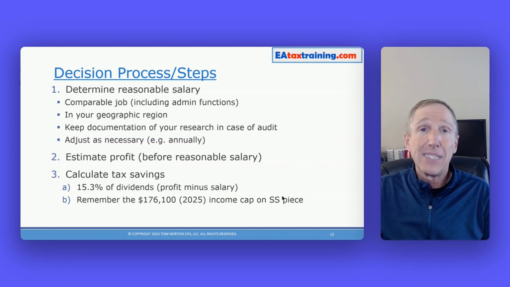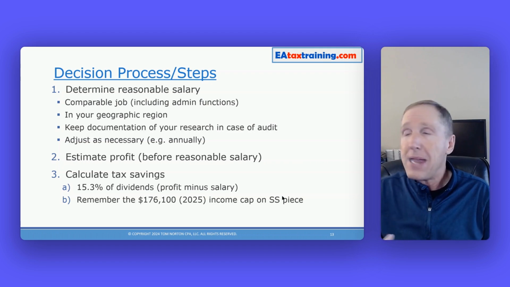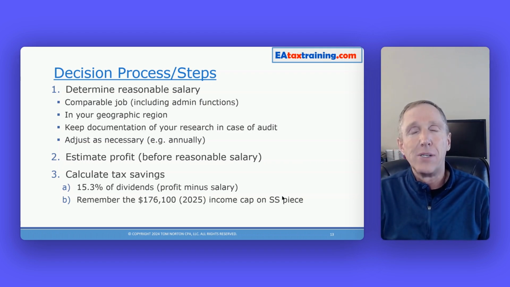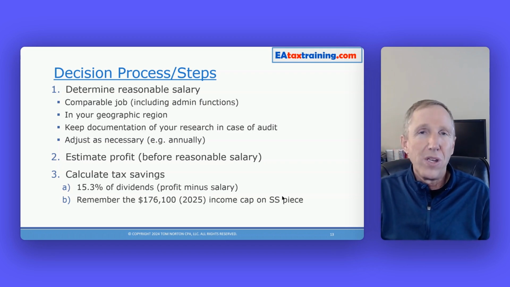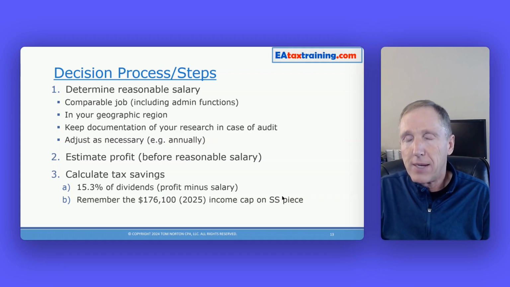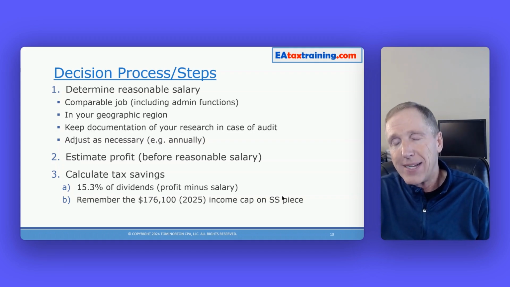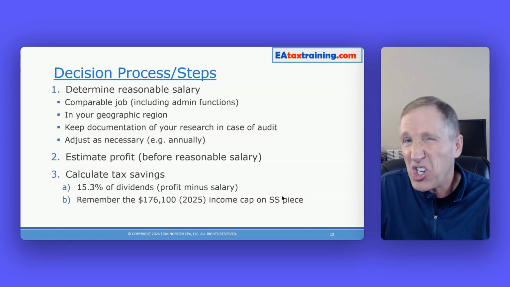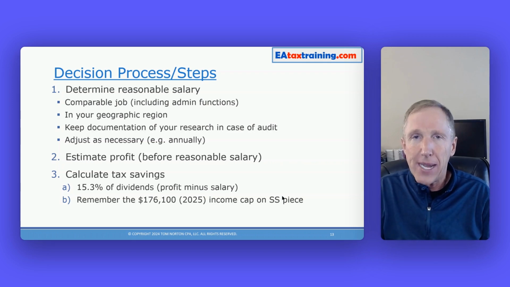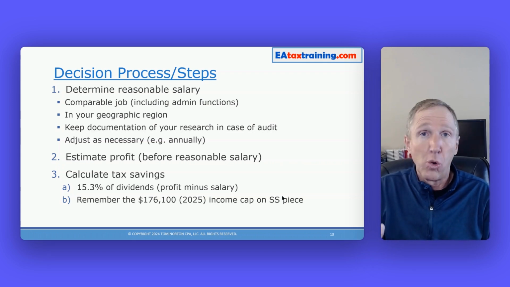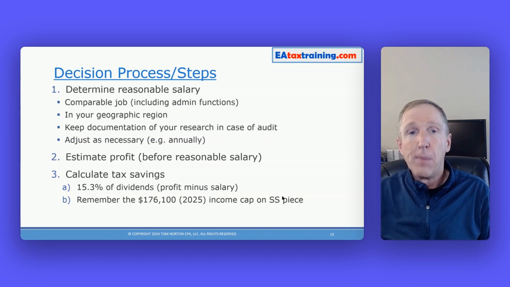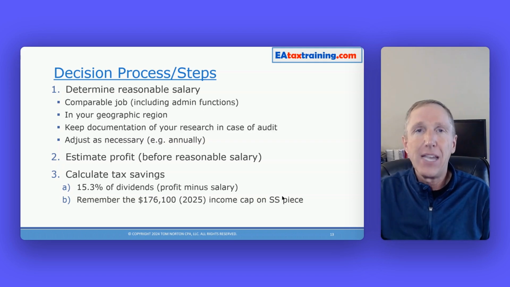Worst case, you get to the end of your first year, you made more money than you thought you made, and you say, darn it, I should have made that S Corp election. But you know what? That's just 1 year. It's 15.3% of the portion that would have been a dividend. Yes, that's not great, but it's not the end of the world. Plus, you just had a good year, so you're probably feeling pretty good anyway. And now you can just make that S Corp election for next year, and then you will have it going forward. But once you've estimated your profit, then what you want to do is calculate your tax savings.